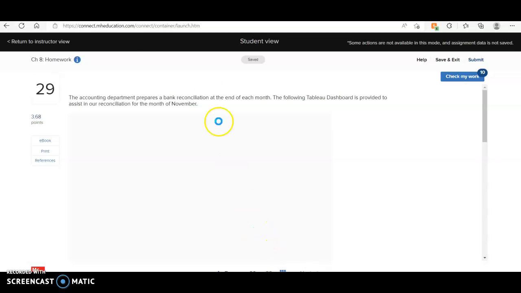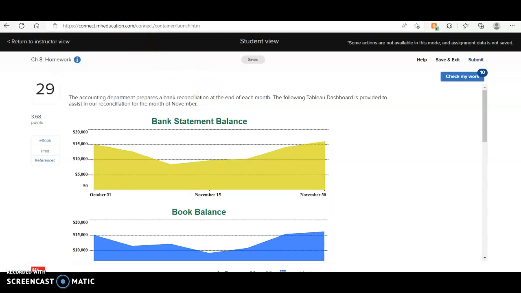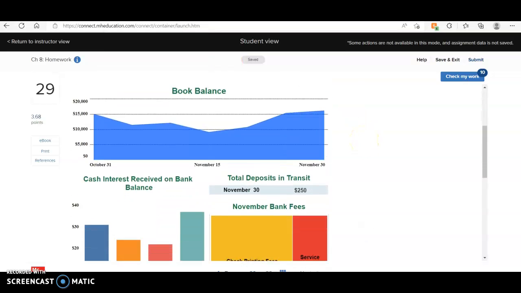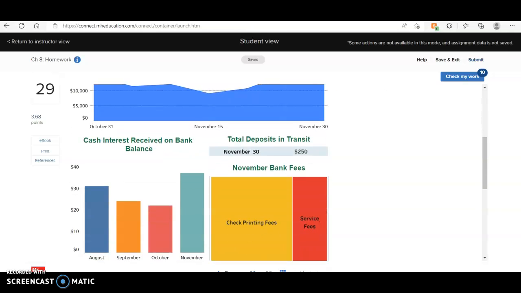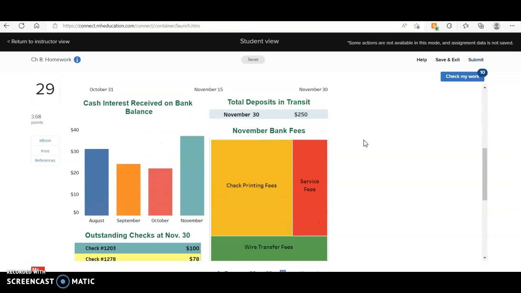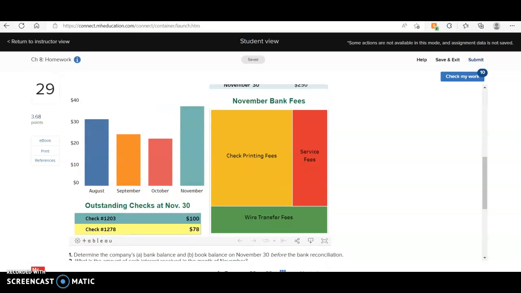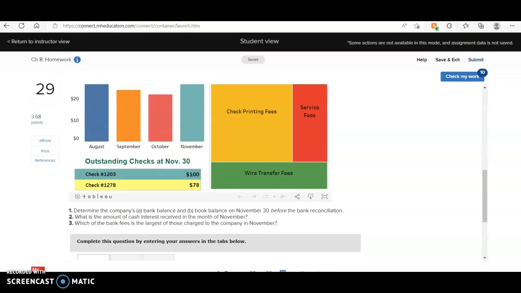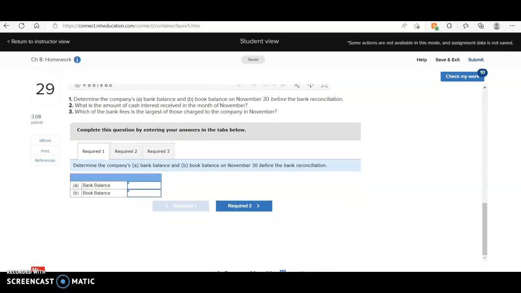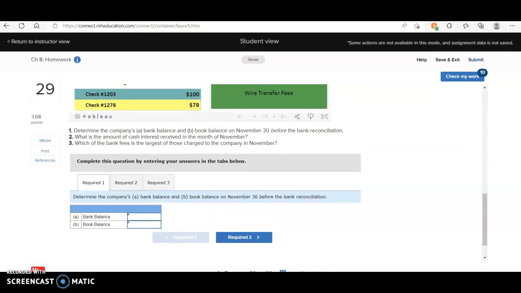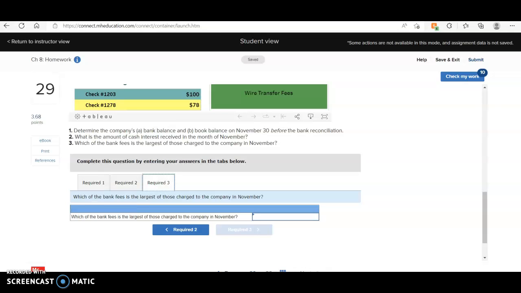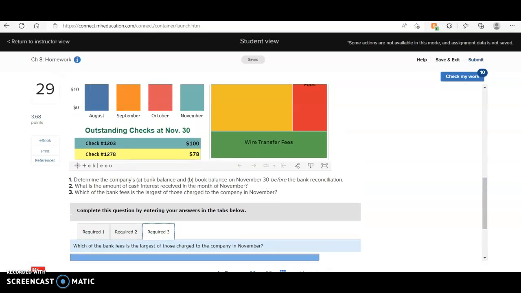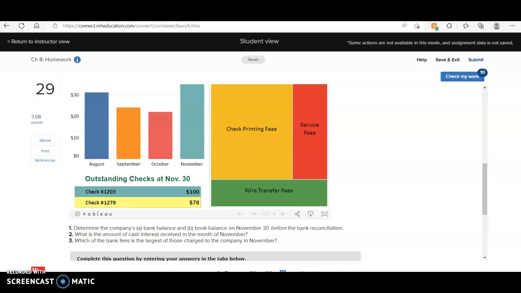Let's take a look again, looking back at our schedule. Oh, here it is. Never mind. Okay, so this is showing you the bank statement balance, the book balance, total deposits in transit, the cash received by different dates, some different bank fees that are happening, outstanding checks, and it's asking you: what is the bank balance, what is the book balance, how much cash interest was received, and then what are the bank charges. So it's just following along and doing the tables like you have done before.